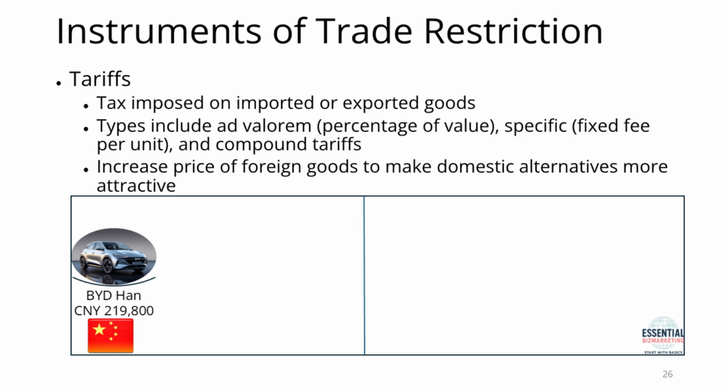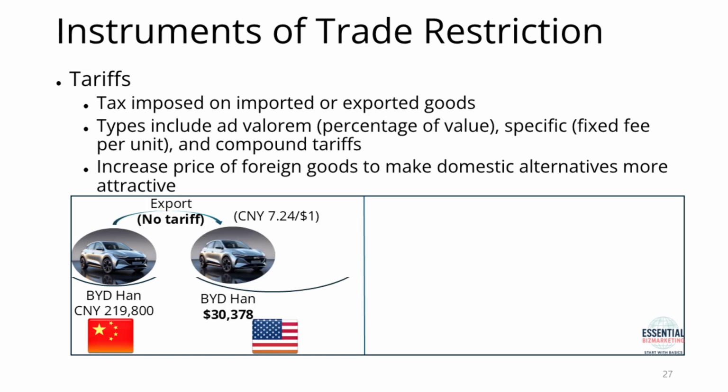In China, the BYD Han electric vehicle sells for 219,800 Chinese yuan. This price serves as the base case for understanding how tariffs change international market dynamics. Next, we convert this price into US dollars for export. At an exchange rate of 7.24 Chinese yuan per dollar, the BYD Han costs about $30,378 in the US without any tariff.